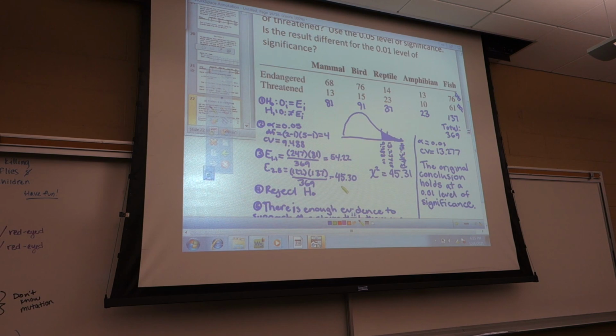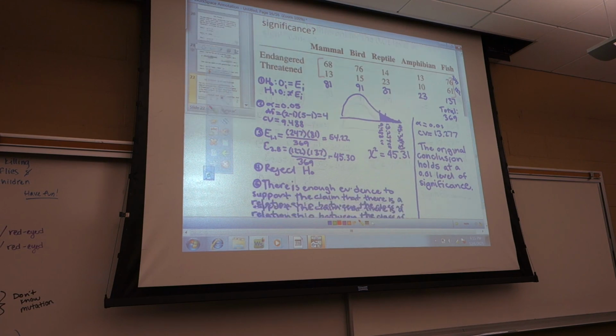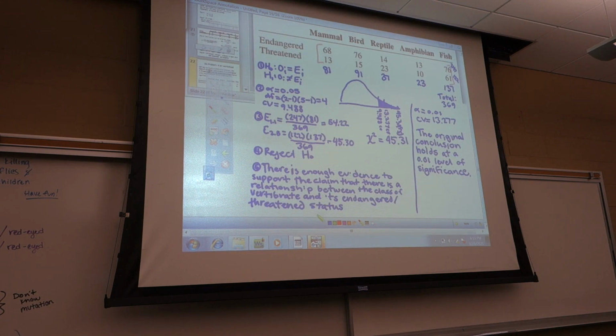And then you put the matrix into your calculator and you do the chi-squared test. Get that your chi-squared value is 45.31, which is so far off to the side, you know you're going to reject H0, which concludes that there's enough evidence to support the claim that there is a relationship between vertebrate class and its endangered or threatened status. And then it also, hold on.